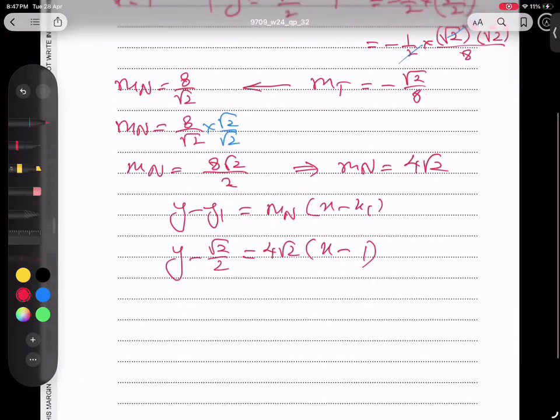We have to give one final form. So what is the rule now? We have to make y the subject. This will go on the other side. But first of all, 4 root 2 multiplies inside with this one and this one. And this will come and add.